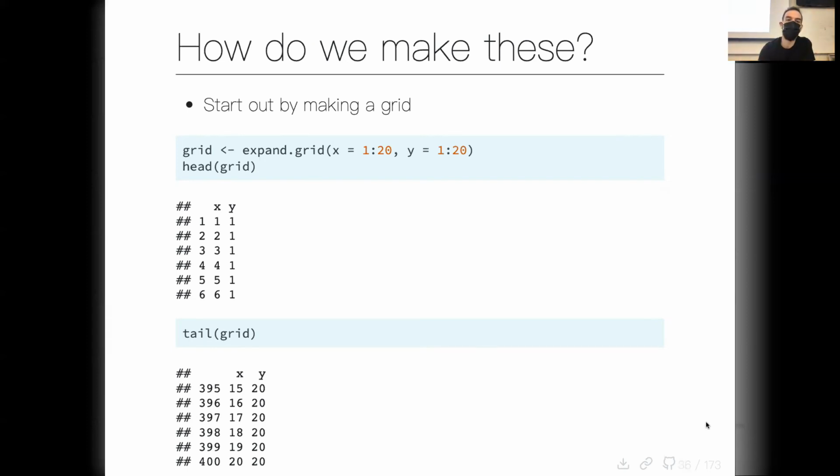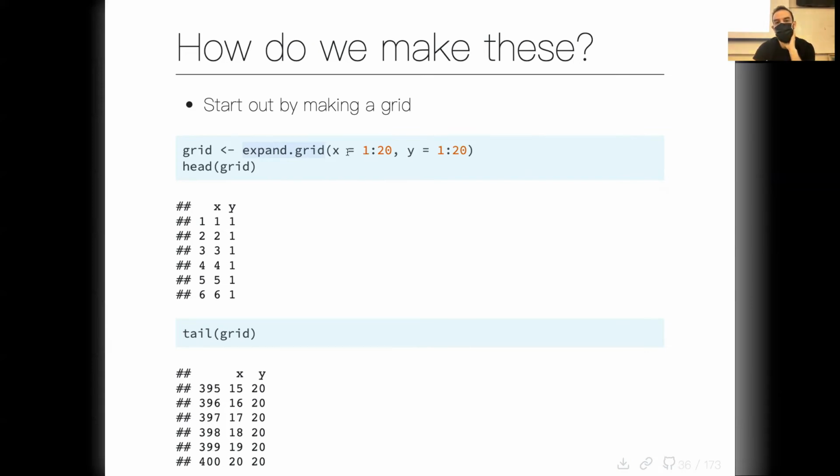Okay, and what we do is we use this function from base R called expand.grid. And what this function does is you give it however many values you want, and it's going to repeat those other values for every level of the previous values. So in this case, we only have two things, which I'm calling X and Y.